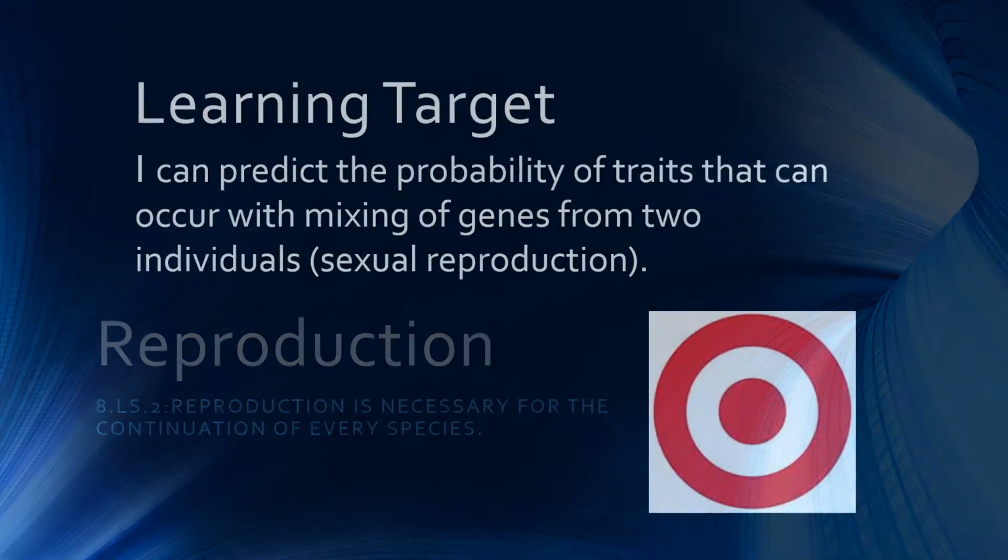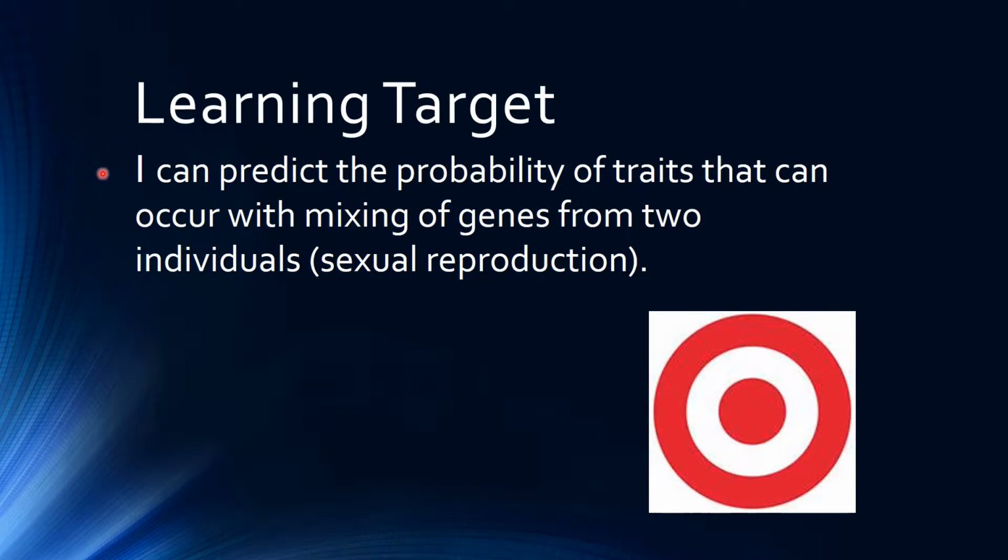Our learning target: I can predict the probability of traits that can occur with mixing of genes from two individuals, or sexual reproduction. So by the end of our preview and our lesson, you're going to be able to make predictions about the traits or the different things you see in individuals based on the mixing of two individuals.